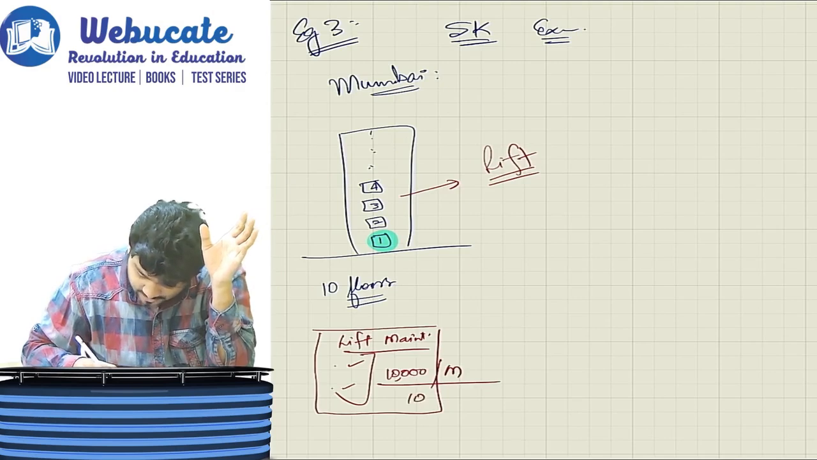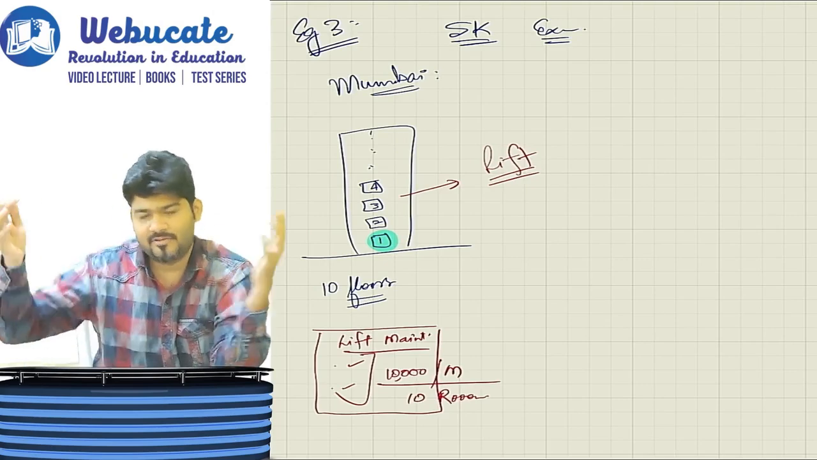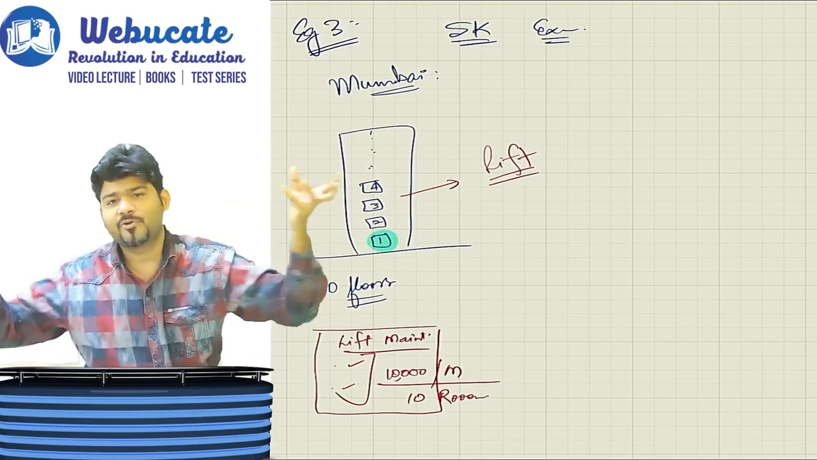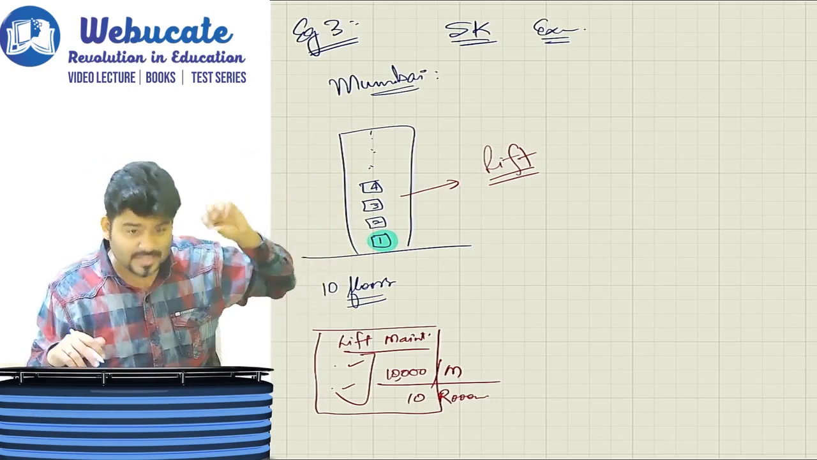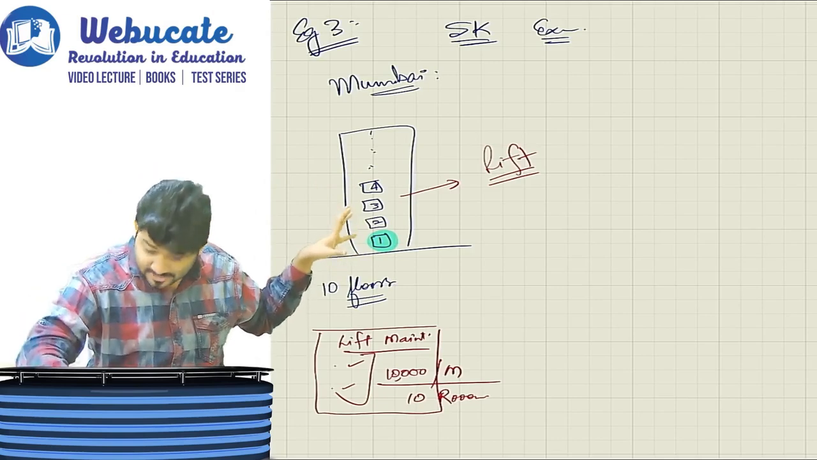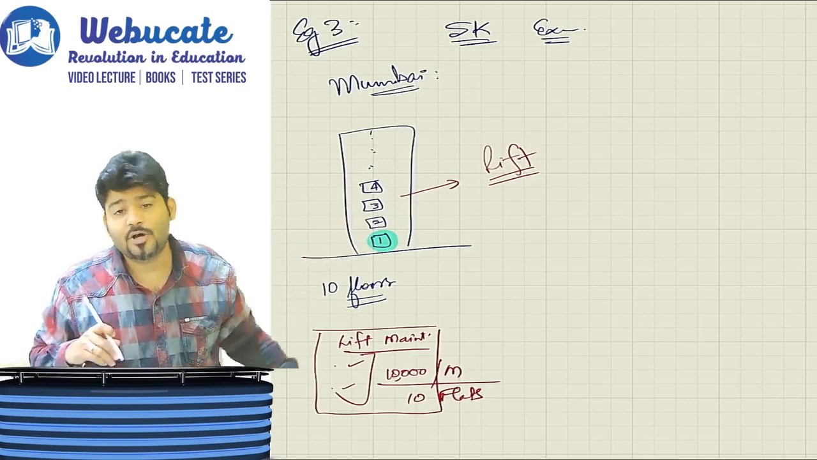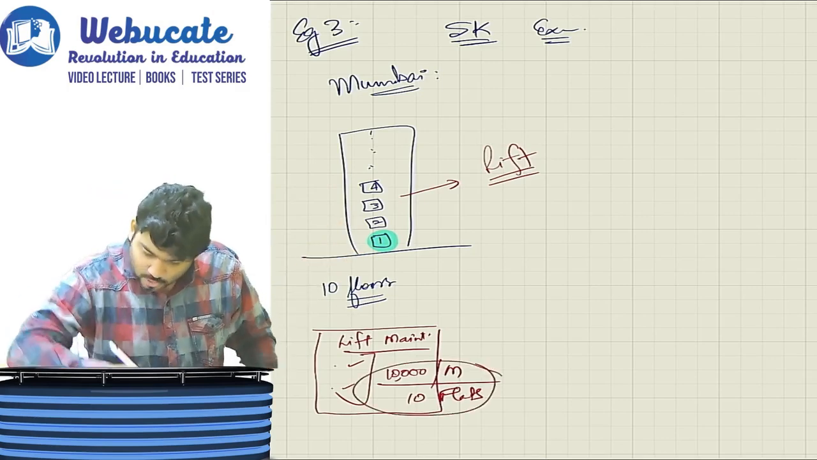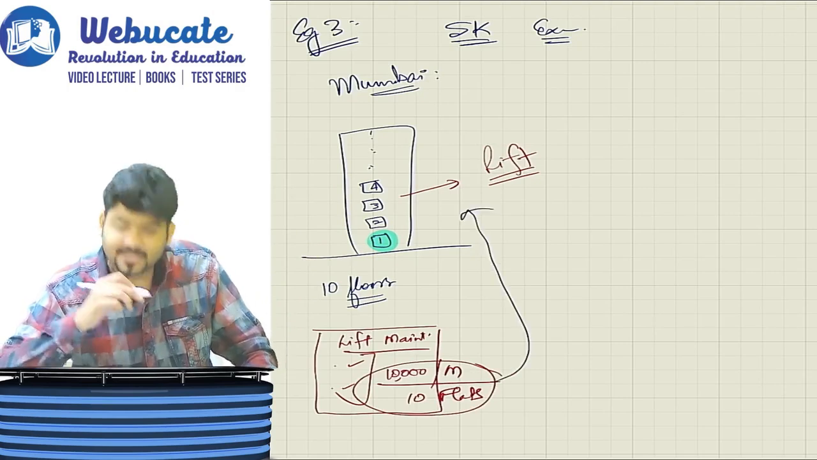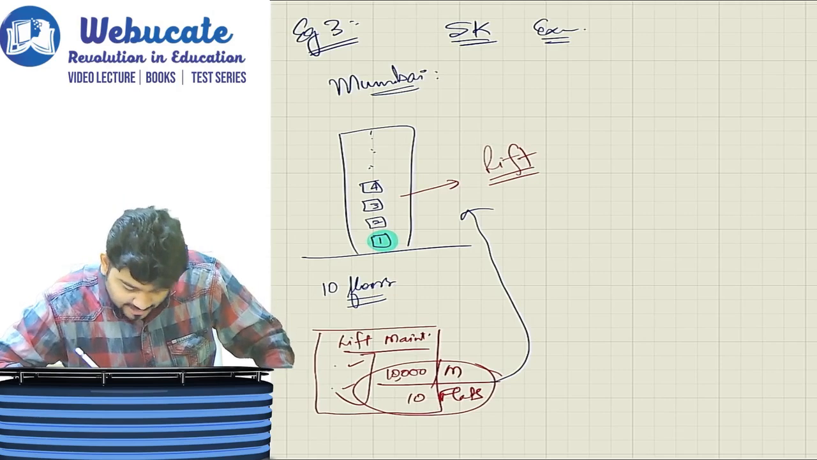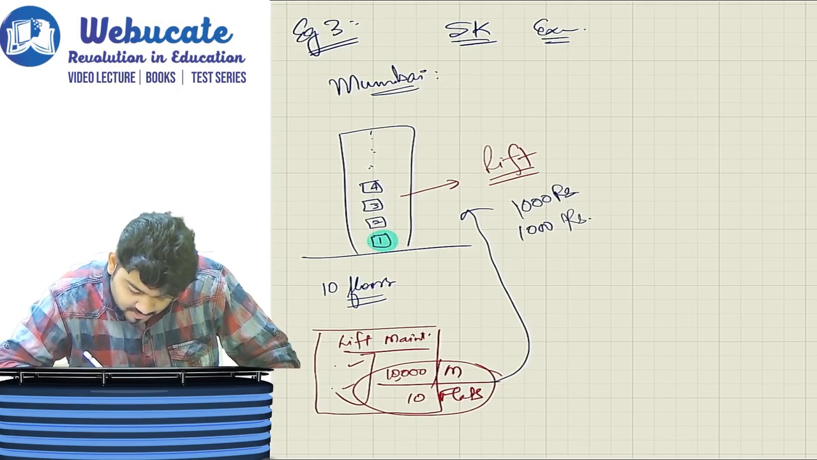And there are 10 rooms in the whole building. Every floor has one room, so every floor has one flat, you can say. So there are in all 10 flats in our building. What is the maintenance cost of the lift? 10,000 rupees. So obviously, what does our building do? They divide this 10,000 rupees maintenance of the lift by 10, and they charge 1,000 rupees for every floor.